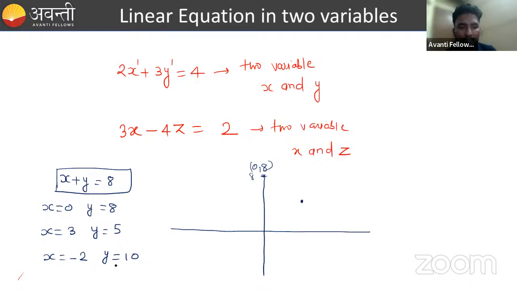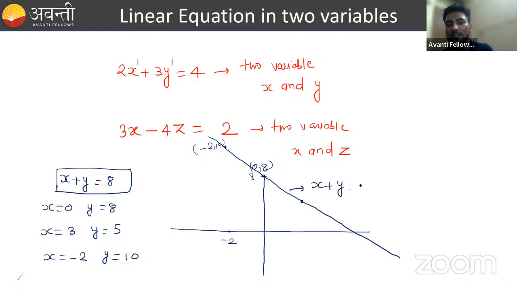Similarly, if I take -2, then -2 will be on this side, and here it will be (-2, 10). So if we join all these points, it will become what? A straight line. So this is the graphical representation of the linear equation x + y = 8. So this is nothing but x + y = 8. Okay, so I hope it is clear to all of you how to do this.